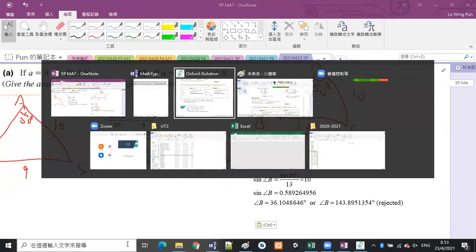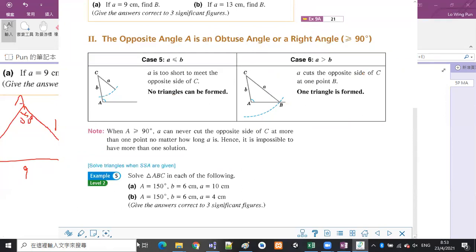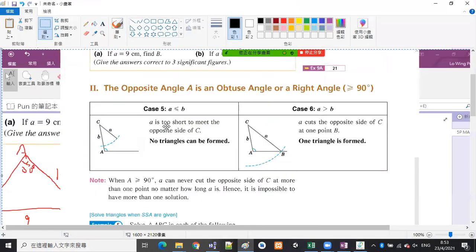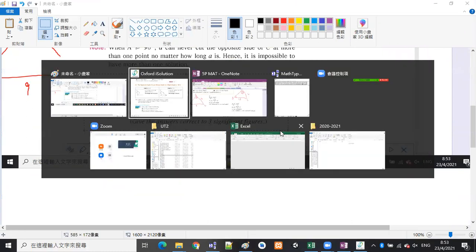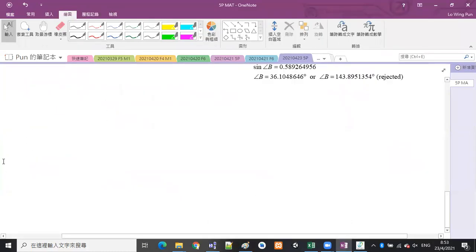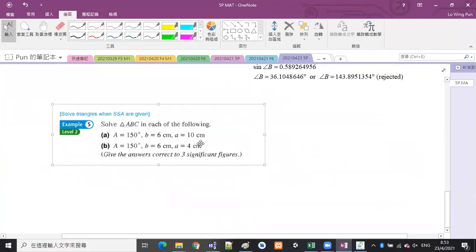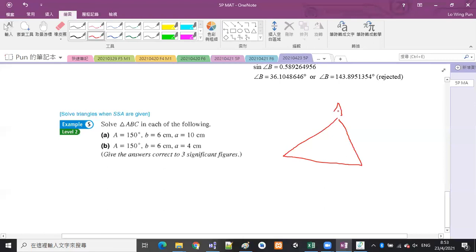Example 5. This one is just trouble, okay? The concept is already in your mind, I think. Example 5. We just do part A. So in triangle ABC, solve triangle ABC in each of the following cases. Part A, we have angle A being 150 degrees. The same question, right?